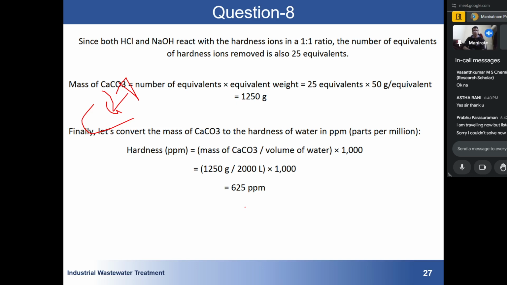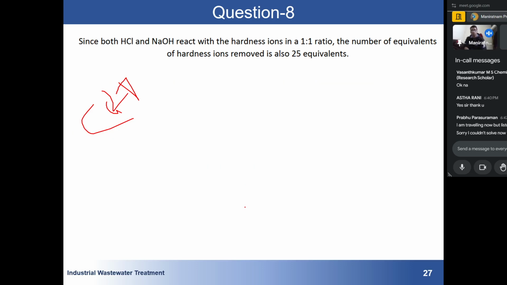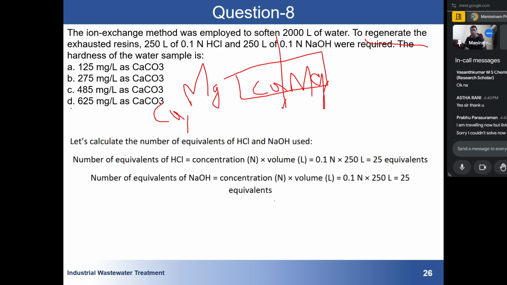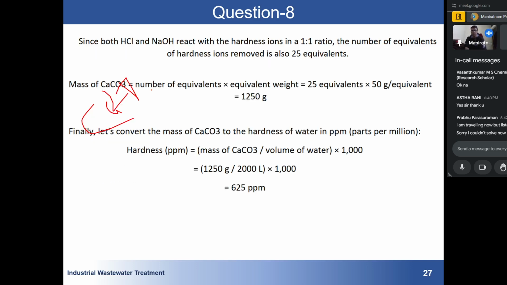Any doubt in this question? The answer will be 625 milligram per liter as CaCO3, because we have converted our hardness in terms of CaCO3. And remember, the unit of hardness and alkalinity is milligram per liter. So it is written as ppm, but finally it will be written as 625 milligram per liter.